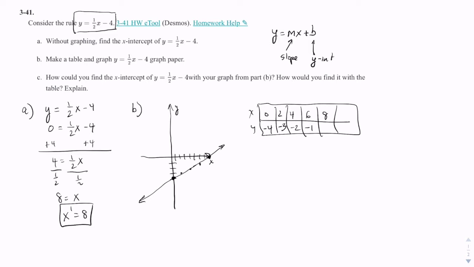If I put an 8 in for x, that's 4 minus 4 is 0, right? 10 in for x is 1, right? So there's my table, and I can check on my graph, and I did do that correctly.